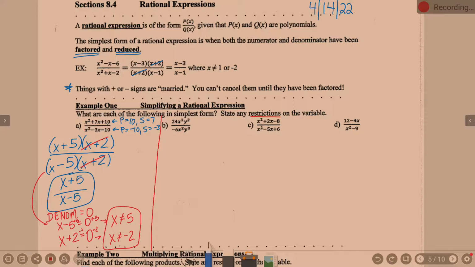Okay. B. Looks a little different, doesn't it? I don't like this one. Okay. Not surprised. This is the one we tend not to like because we are so used to the factoring in the first half, right? In the first problem.